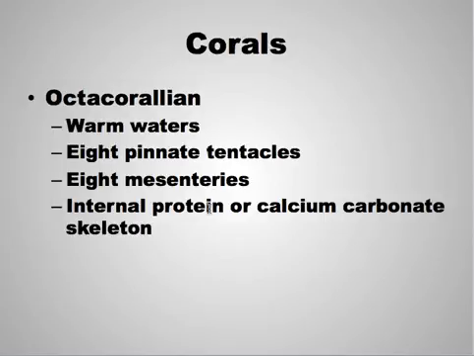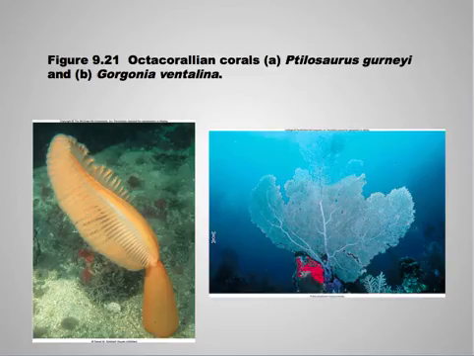A specific type of coral is octocorallian. These exist in warm waters. They have typically 8 tentacles, so they have a mesentery for each tentacle. Mesentery is part of the digestive system. And there they are. A different coral than what most people think of when they think of coral.